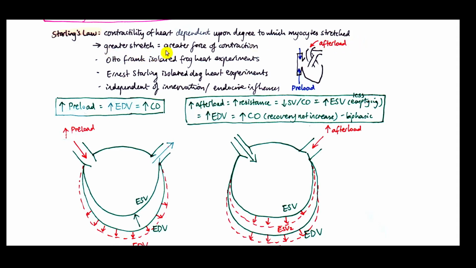Greater stretch equals greater force of contraction, and this was demonstrated by Otto Frank's isolated heart frog experiments, and Ernest Starling did his own experiments on isolated dog hearts to show this phenomenon in action. And obviously they had to do it independently of innervation or endocrine influences, so this is an intrinsic property of the cardiac muscle. What we mean by preload and afterload: preload is the force of the blood going in through the vena cava, and afterload is the pressure or the resistance against the blood going out through the aorta.